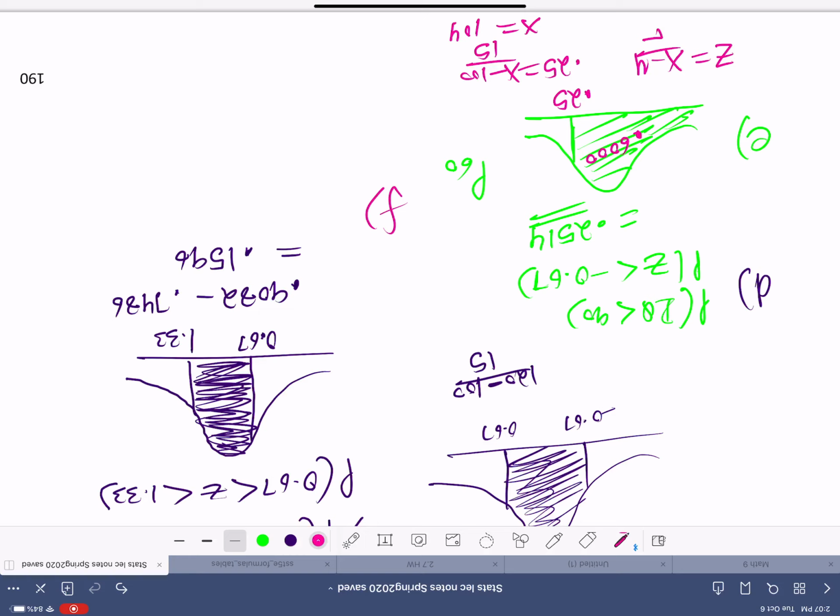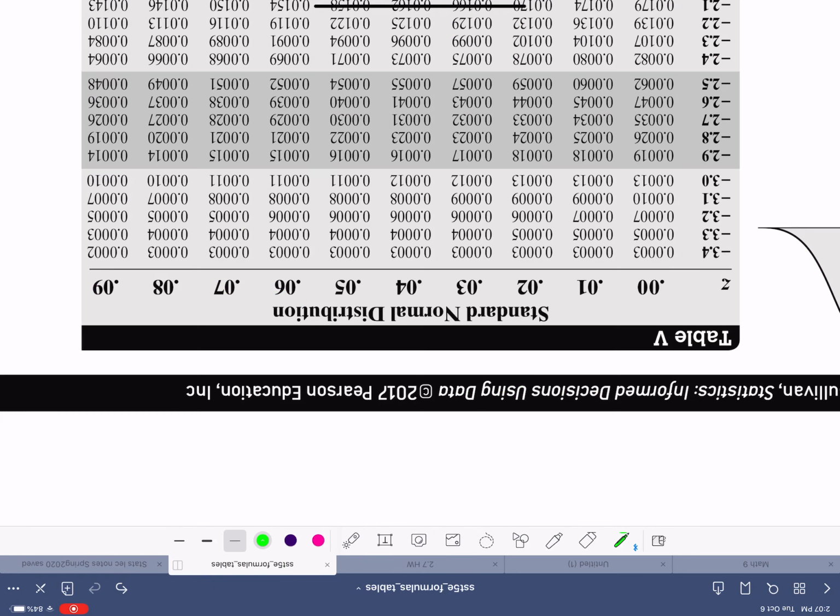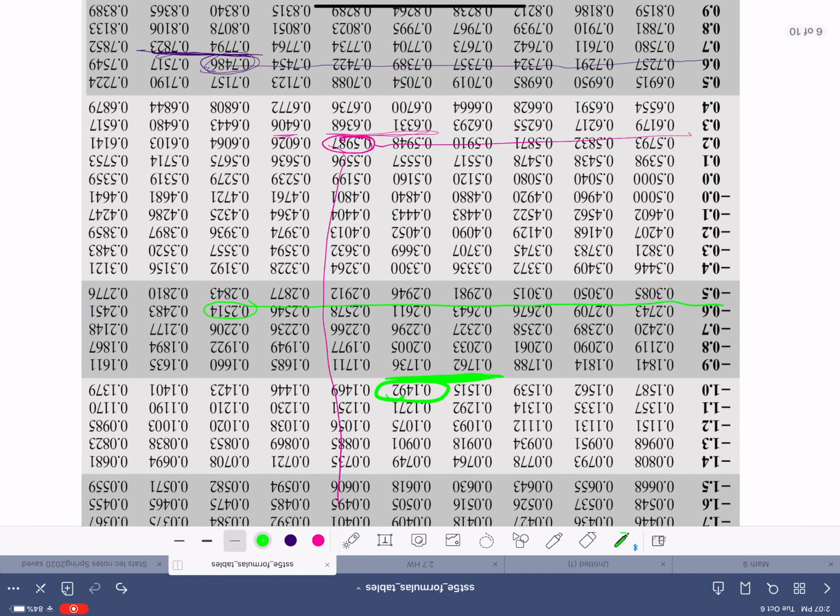Okay, for part F, we're looking for the 99th percentile. What is the IQ score? 99% of the people have the IQ below that number. So 99th percentile means it has 99% area to the left, 0.9900 area to the left. Now we are looking for the z-score that has 0.9900 to the left. We can look in the body of the table.